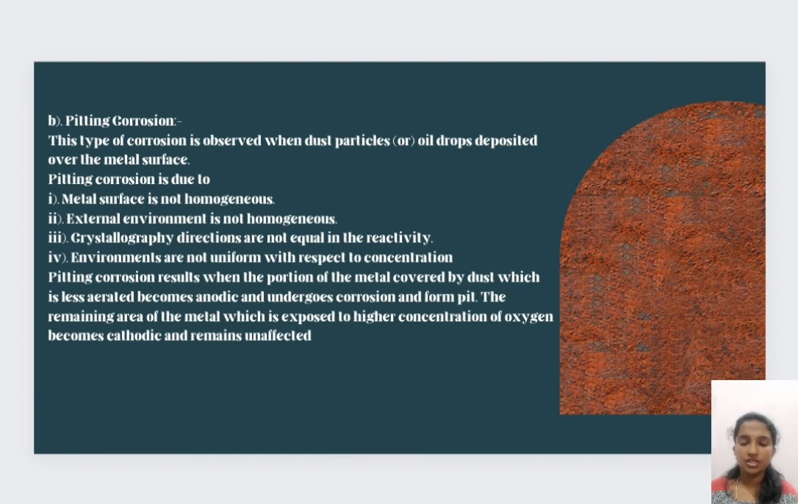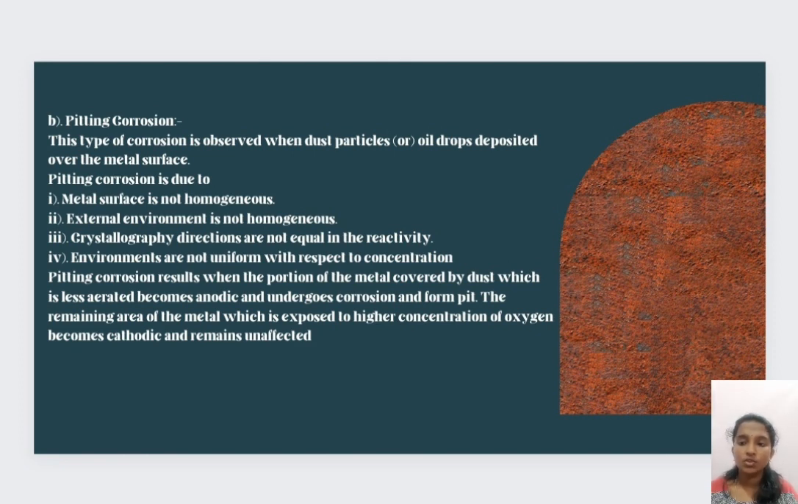This type of corrosion is observed when dust particles or oil droplets are over the metal surface. Pitting corrosion is due to the metal surface not being homogeneous, the external environment not being homogeneous, crystallographic directions not being equal in reactivity, and environments not being uniform with respect to concentration.